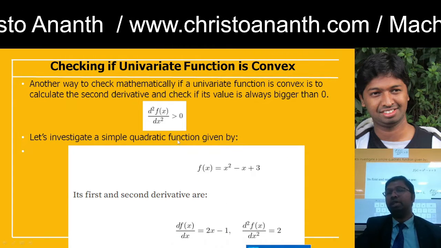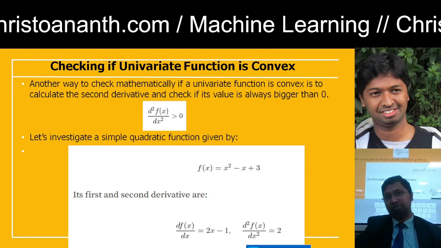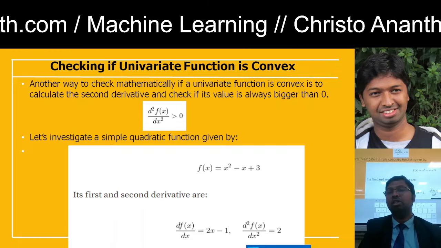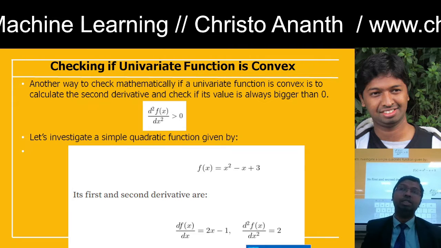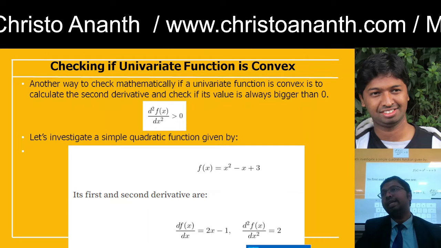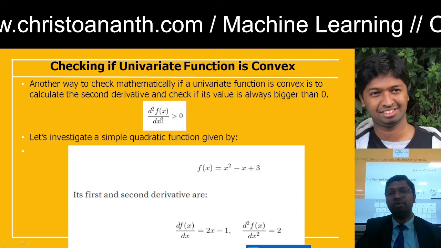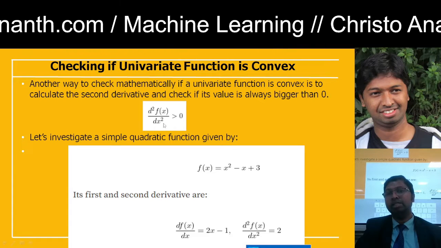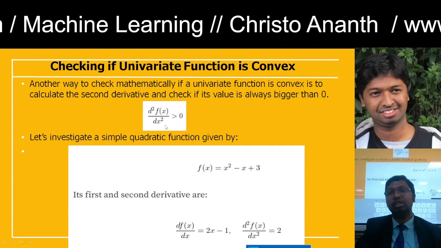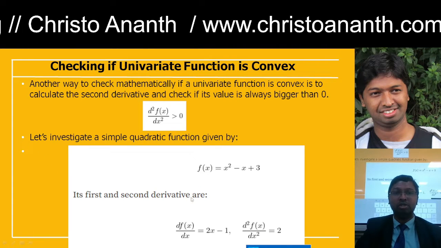Then you check if the univariate function is actually convex. So you can check whether the univariate function is convex. What you do is calculate the second order derivative and check if its value is greater than 0. So d square of f of x by dx square is greater than 0. This is the condition to check if the univariate function is actually convex. So we can investigate.